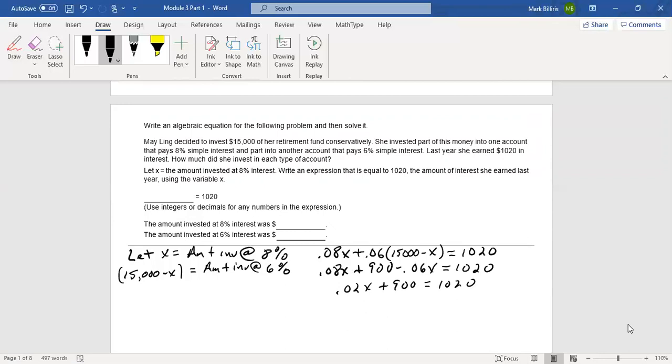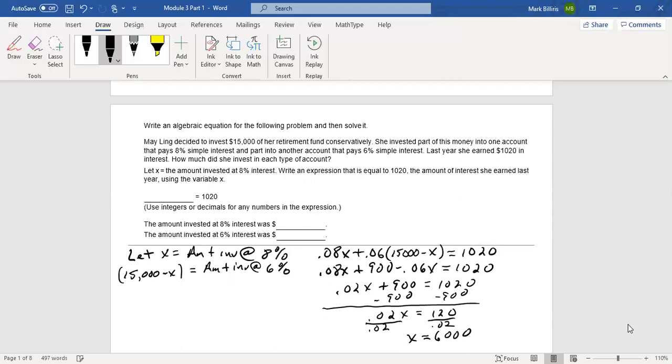We're solving for x, so we're going to subtract 900 from both sides. So 0.02x equals 1,020 minus 900, which is 120. And then we're going to take the 120 and divide it by 0.02, because we're solving for x. So x would equal 6,000.